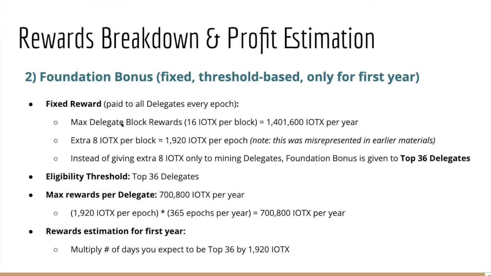It's basically taking the maximum delegate block rewards, which are based on 16 IoTeX per block, and adding 50% to that. This is where the max rewards per delegate comes from: 700,800 IoTeX per year, and that's given to all of the top 36 delegates. So this is a threshold-based reward only offered to the top 36. To estimate the rewards from this piece, you multiply the number of days you expect to be top 36 by 1,920 IoTeX.